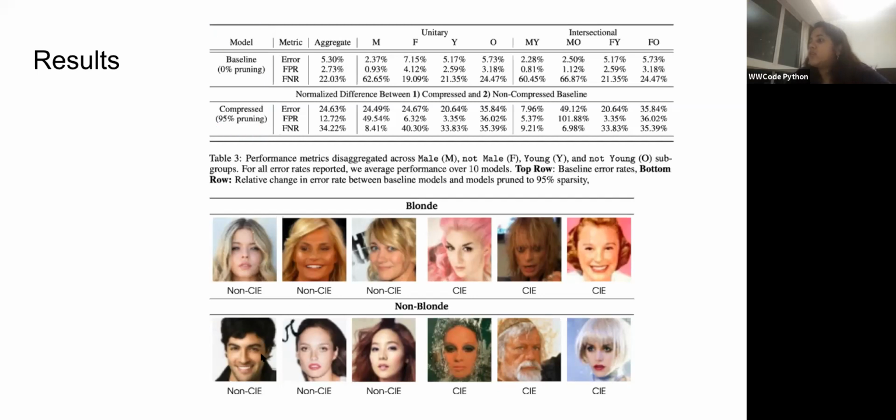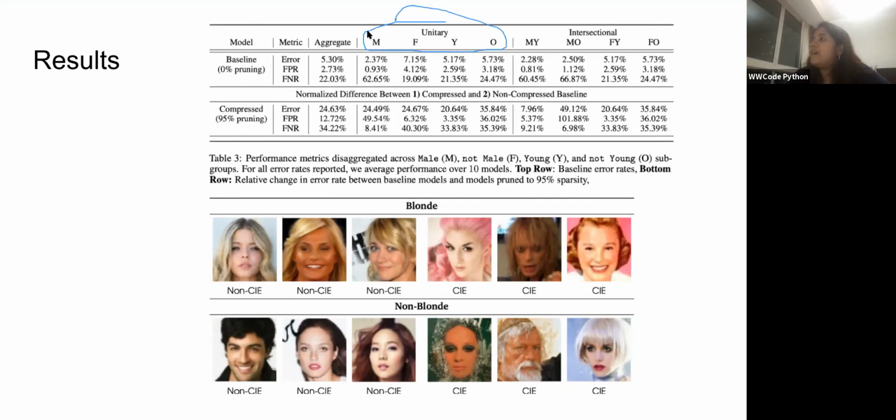Now let us look into the next section. Let us look into the part above, right? This part, the unitary and the intersectional attributes. Sorry, it's just taking a longer time with this.